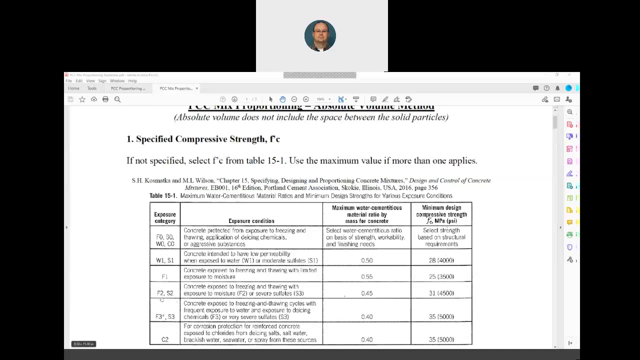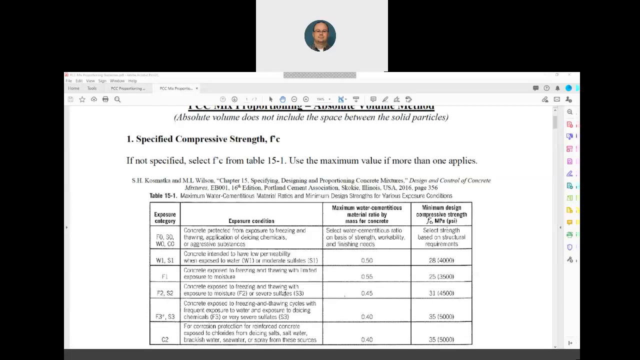Okay. F2, S2, concrete exposed to freezing and thawing with exposure to moisture, F2, or severe sulfates, F3. So one or the other, or both, okay? So in Green Bay, concrete exposed to freezing and thawing with exposure to moisture. That's typically us, right? It rains, right? We get groundwater. Our foundations are typically exposed to moisture. So typically we are in the F2, all right?